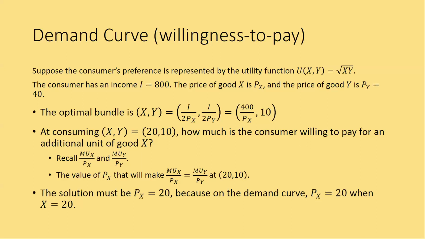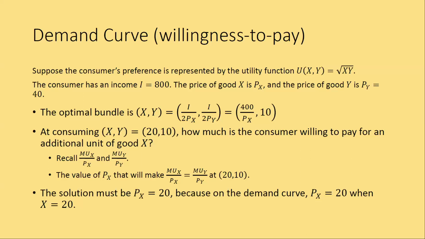And we can imagine that if the value we find is higher than the actual price of good X, then the consumer will choose to increase her consumption of good X slightly, right? And vice versa, if the value we find is smaller than the actual price of good X, then the consumer will probably be willing to give up some consumption of good X in exchange for the money that she spent on good X, because she is not as willing to spend as much on good X as the price of good X actually is.